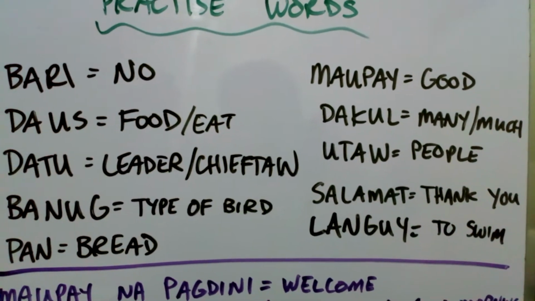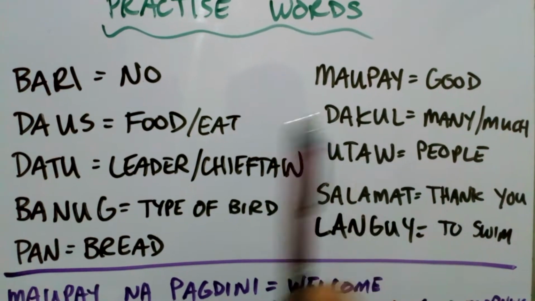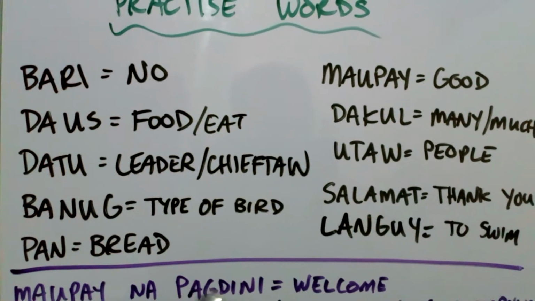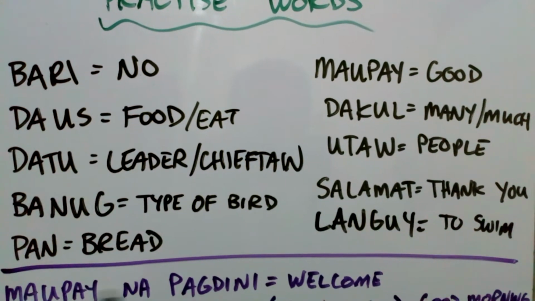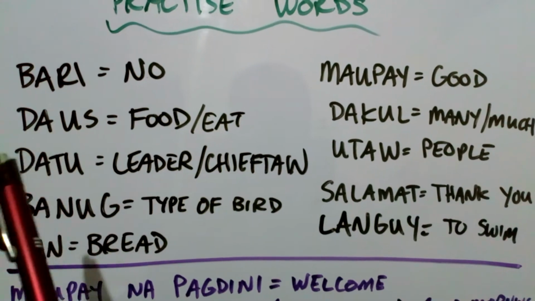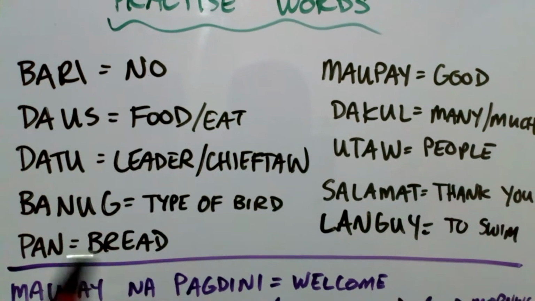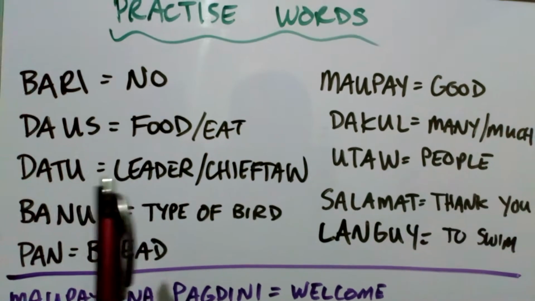The next one across from it, we have maupay, right? Maupay, which means good. Sounds almost like the Waray word for good, maupay. It sounds like it's Waray to me, but that's just me personally. The one we have here is daos, right? And daos means food or eat food, like eating food, okay? Things that you can nourish.